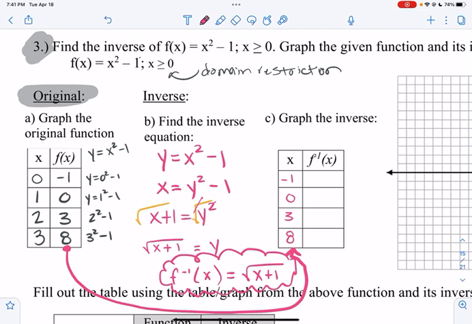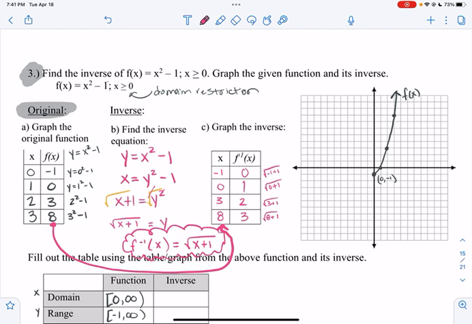So the square root of -1 plus 1 is 0. Square root of 0 is 0. 0 plus 1 is 1. Square root of 1 is 1. 3 plus 1 is 4. Square root of 4 is 2. 8 plus 1 is 9. Square root of 9 is 3. So they should just be the mirrored or flipped from your original. So like I said, if you're confident that that table is correct, you really can just switch them for the inverse. But we need to know how to algebraically find that inverse equation.